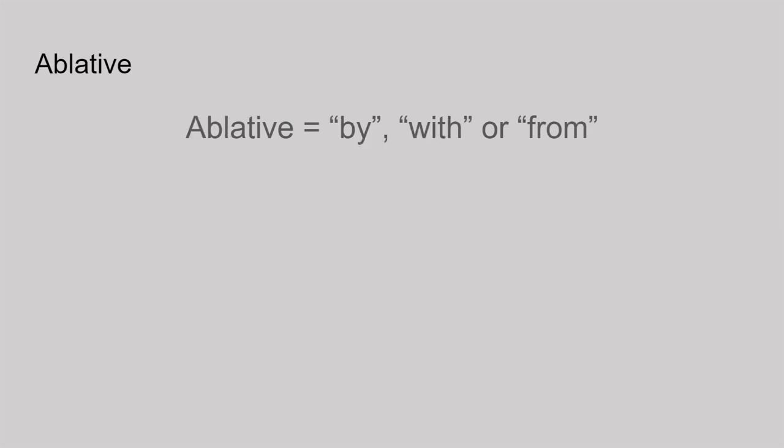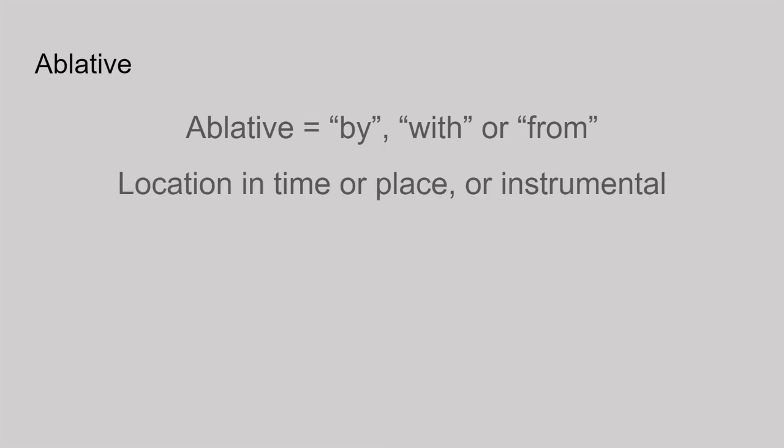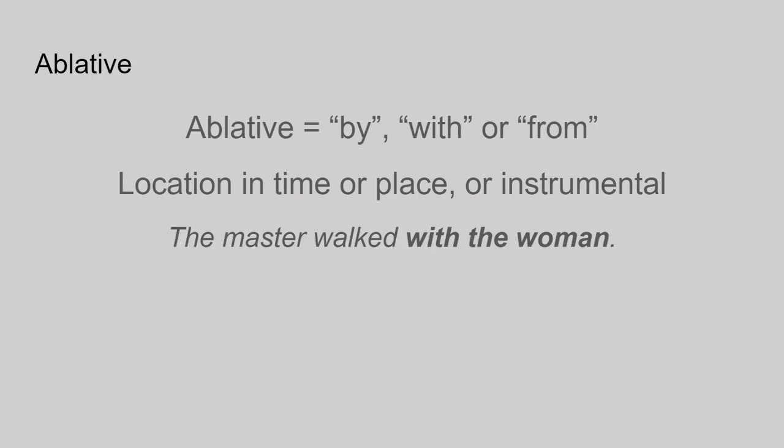Now the ablative is a really useful case which can have lots of meanings, and here are the main ones to keep in mind: by, with and from. It shows location in time or place, but it can also be instrumental. In this example, the master walked with the woman. So woman would be in the ablative, and we've added in the word with because it makes sense from the case.